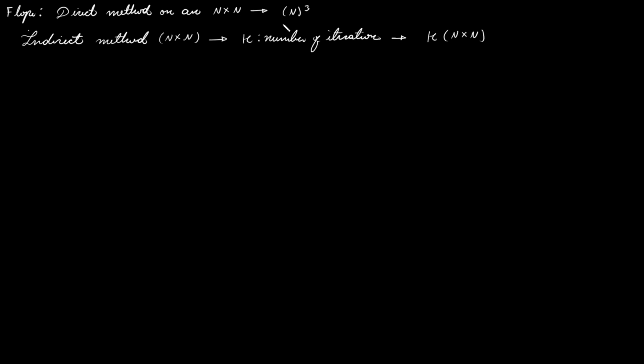For a direct method, we don't have iterations. If we just want to know how many floating point operations we're going to have to do, that's going to be n cubed. So the size of the matrix is the n. If it's an n by n matrix, it's going to be n cubed. So that's one thing that I think is very important for you to know for the purposes of the exam.